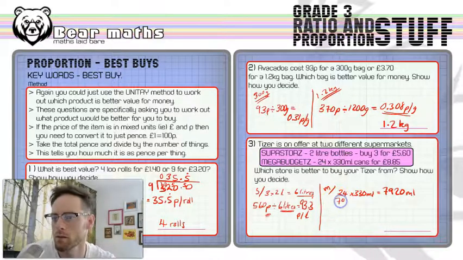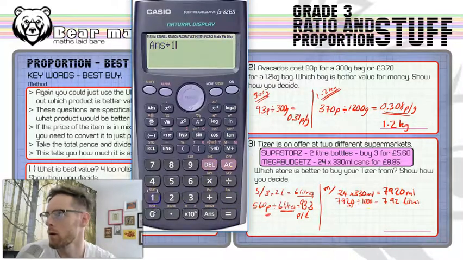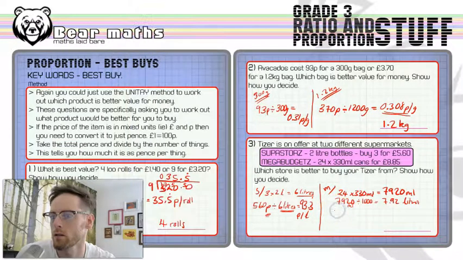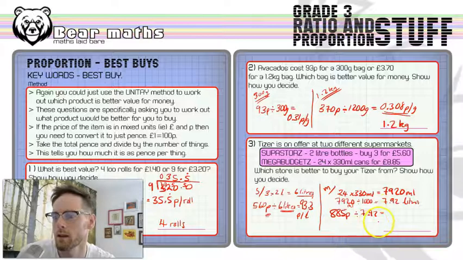So 7,920 divided by 1,000 is equal to 7.92, and that would be litres now. That was our millilitres there. Let's do that on the calculator as well. So divide by 1,000, that equals 7.92. Take the 7.92 and we're going to divide that into the amount of money it is. So 885 pence. Convert the pounds and pence into just pence. Divide that by 7.92 and we will get our answer of how much pence it is per litre.